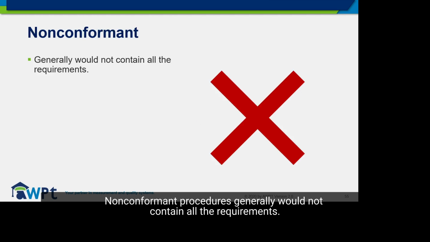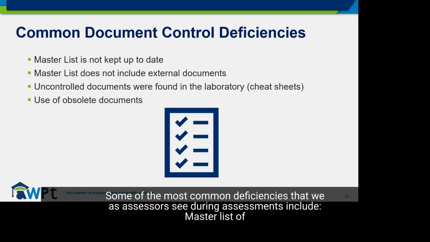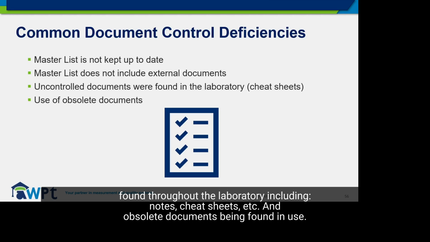Non-conformant procedures generally don't contain all of the requirements. Some of the most common deficiencies that we as assessors see during assessments include master lists of documents not being maintained, laboratories not realizing that they must also control external documents, uncontrolled documents being found throughout the laboratory, including notes, cheat sheets, etc., and obsolete documents being found in use.